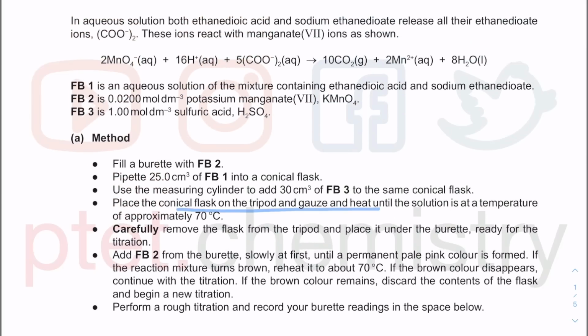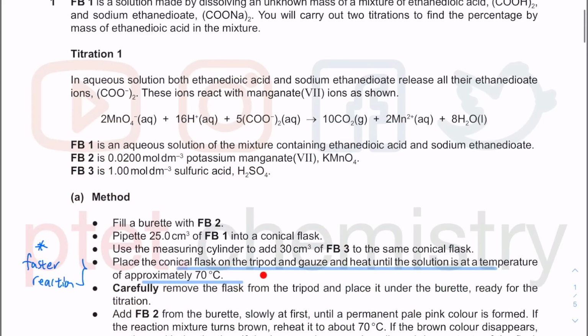Place the conical flask and heat it until it's approximately 70 degrees Celsius, so that this one is a faster reaction. But it's quite unusual that you have to heat your conical flask with the solution that you prepared before you actually do the titration. It's quite unusual, okay? That's why I said this is quite a special one to think about.